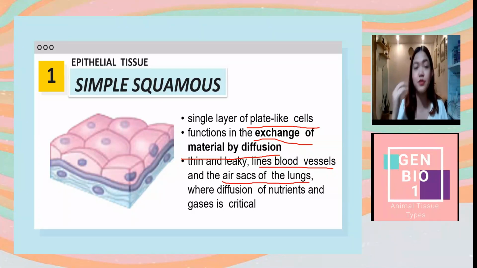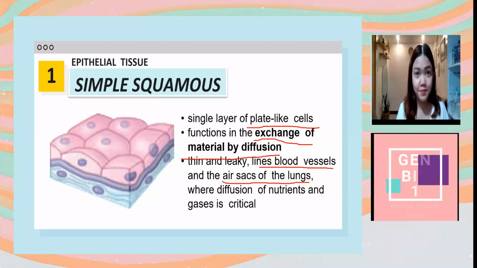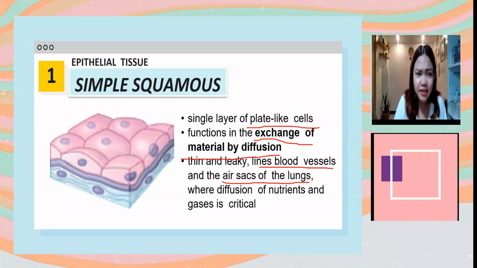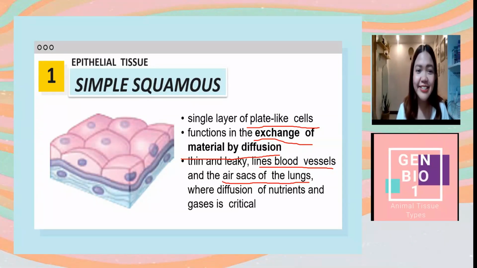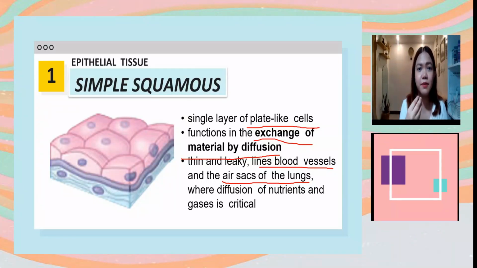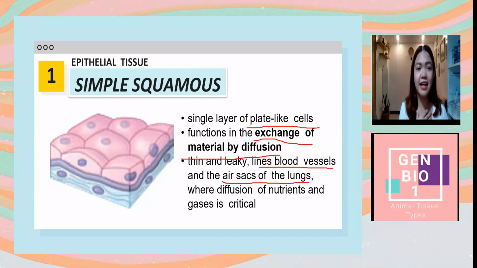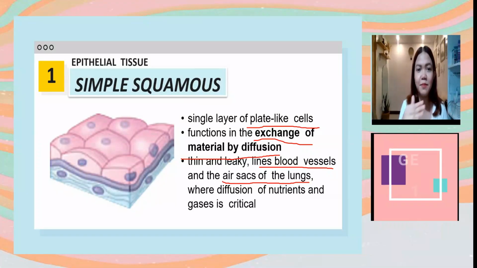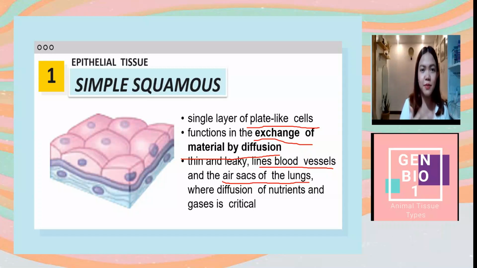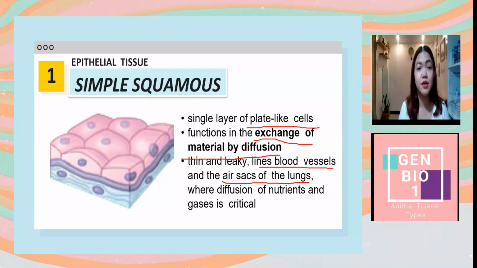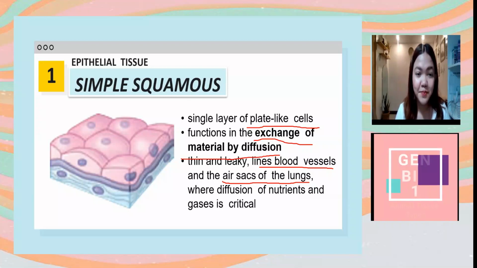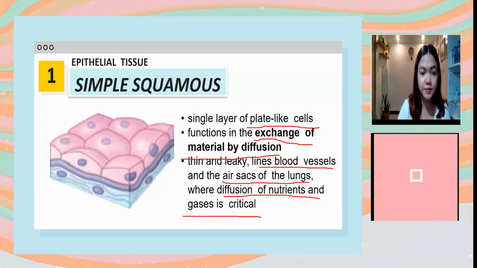So the air sacs of the lungs, which are your alveoli, are basically made up of your simple squamous. Why does it need to be simple squamous? Because there's a lot of exchange there. I mean, that is where your oxygen is being taken in by the cells. So that's why your alveoli need to be flat lang, single layer lang, simple squamous lang, para mas mabilis yung pag-absorb niya ng oxygen through the process of diffusion. Okay? So yeah, sabi dito, diba? Diffusion of nutrients and gases is critical.